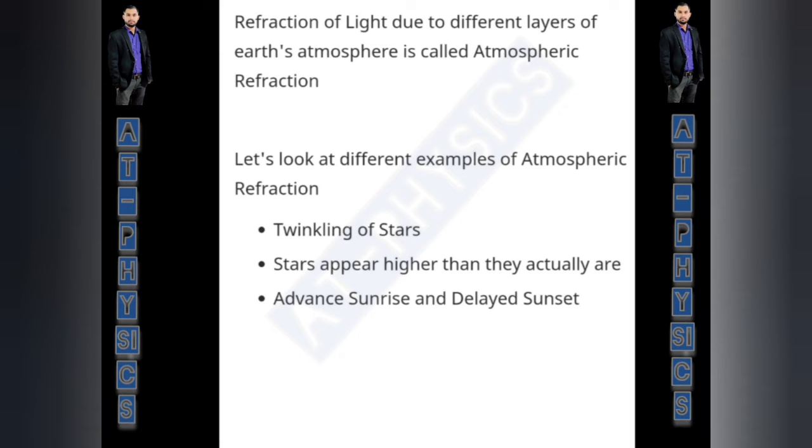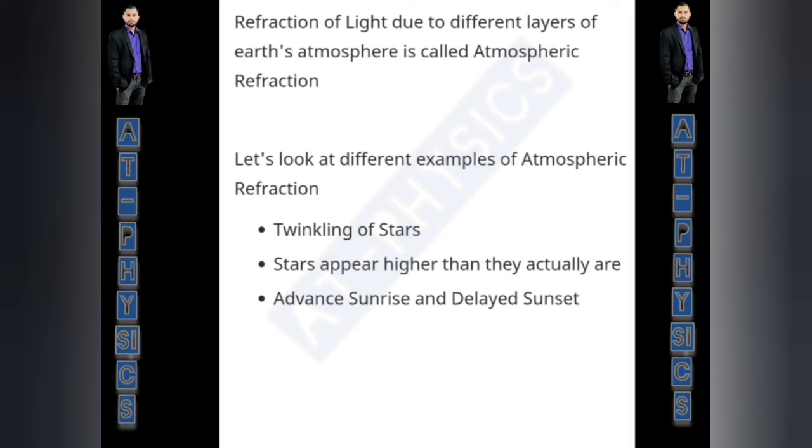So we have already talked about rainbow formation. There are three responsible phenomena: refraction, total internal reflection, and dispersion of light. So for rainbow formation, these three phenomena are responsible. Among these, the major phenomenon is the dispersion of light.